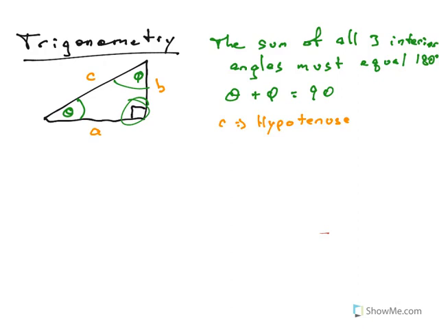Okay, so what's the relationship? The relationship says that the square of the hypotenuse, so the longest side squared, is always equal to the sum of the squares of the other two sides. Of course, the way you usually hear this is a squared plus b squared equals c squared. That is called the Pythagorean Theorem.